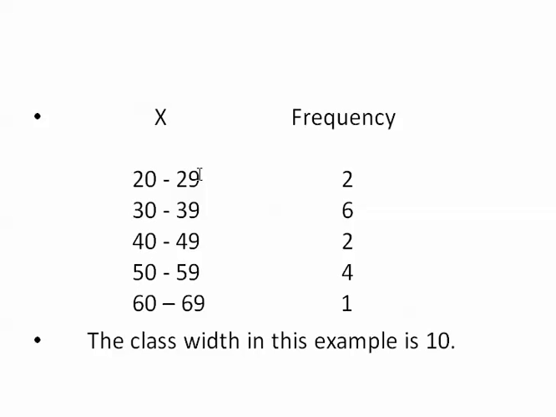So let's think about how many numbers there are between 20 and 29. It might seem like there's 9 numbers between 20 and 29, but there's actually 10. We can see that right here.